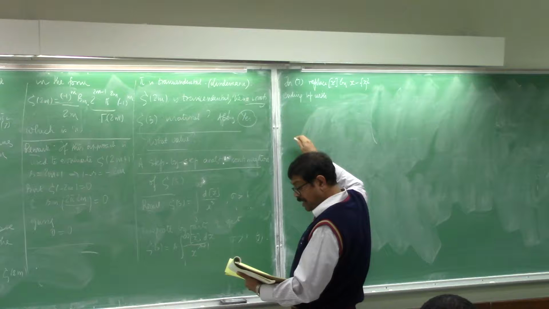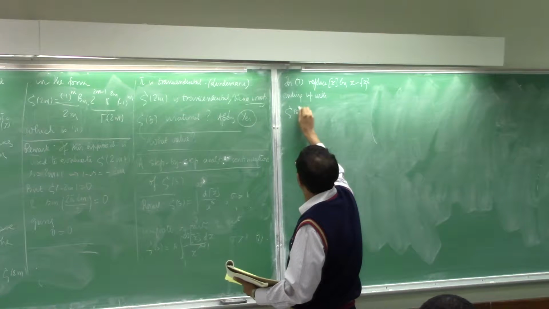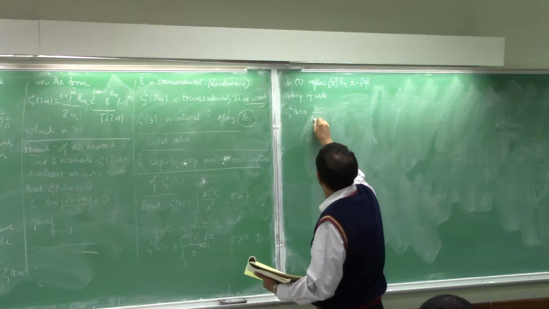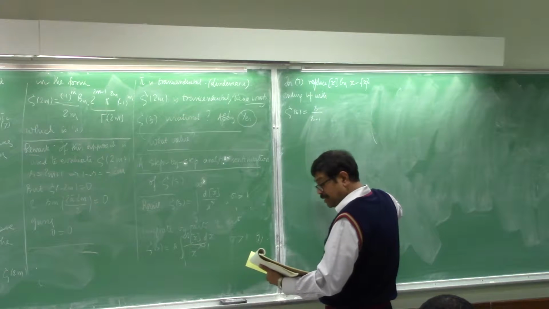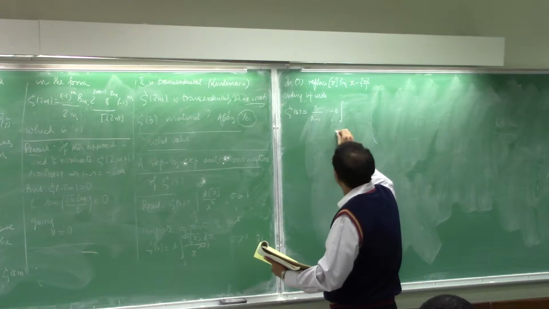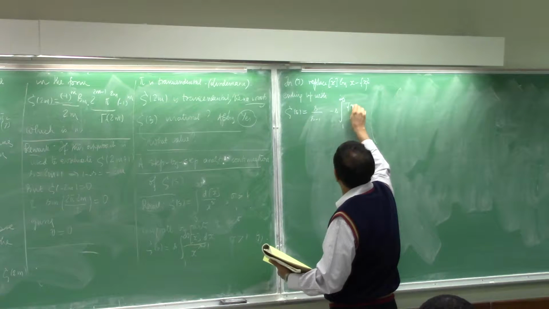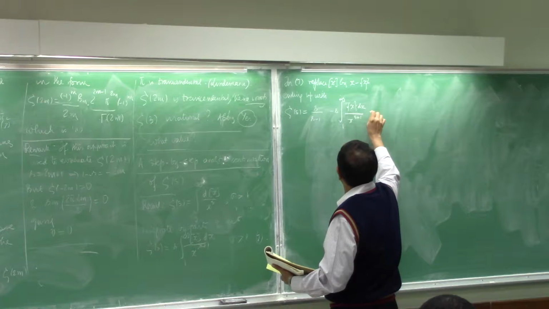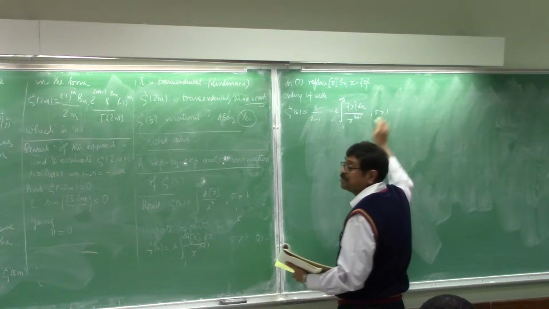Zeta s equal to s over s minus 1 times minus s. This is all familiar to you. Integral 1 to infinity, fractional part of x dx over x to the s plus 1. To begin with, in sigma greater than 1.